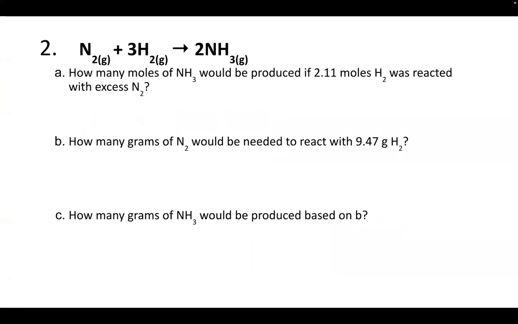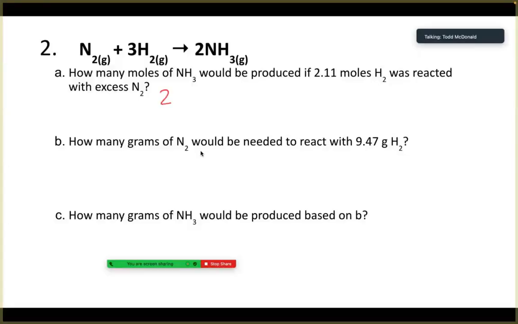All right, let me move on to some of the more practical problems, what you guys are going to see. Given the same equation, it says how many moles of NH3 would be produced if 2.11 moles of H2 was reacted with excess N2. There's our excess N2, which basically means don't worry about N2. What we're going to do here, this is just a conversion problem. I have 2.11 moles of H2. That's how much I have to put into this equation.